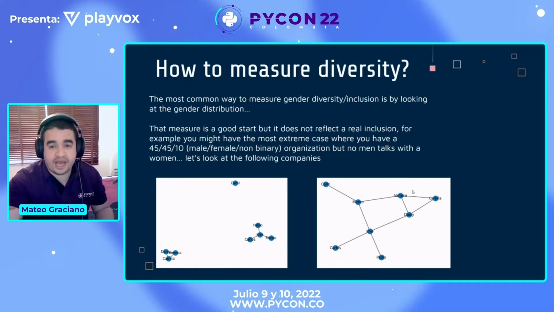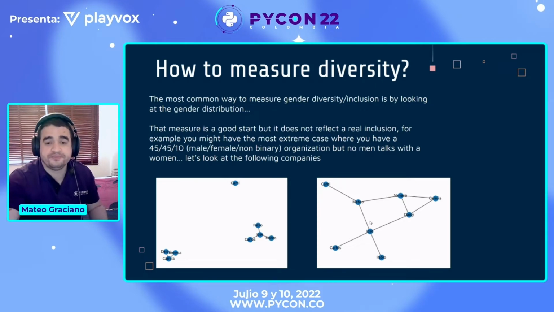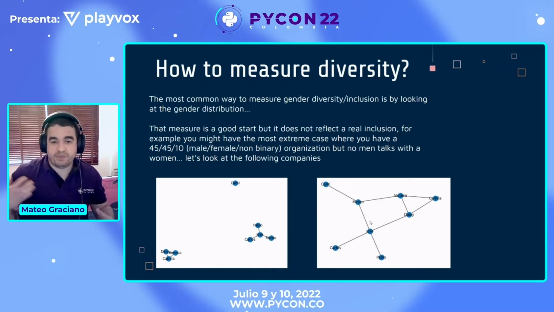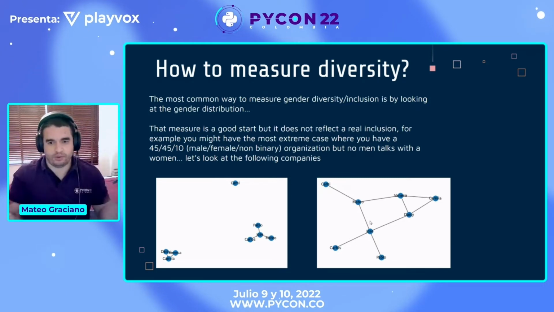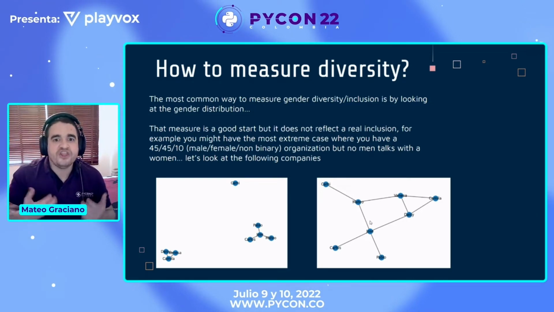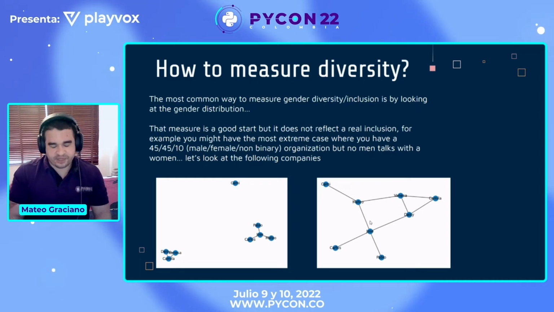On the other hand, we have this one on the right, where the distribution is the same, but non-binary people speak with men, men speak with women, and women speak with non-binary people. Everyone speaks with everyone, and that's what we are really looking for. We are looking for an organization where people speak with people who are not the same as them, right? That's diversity. That's diversity and inclusion in your company.